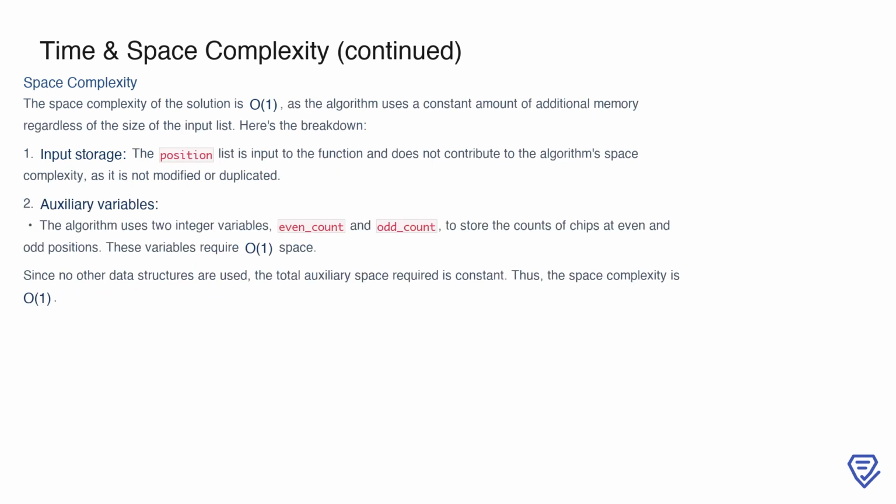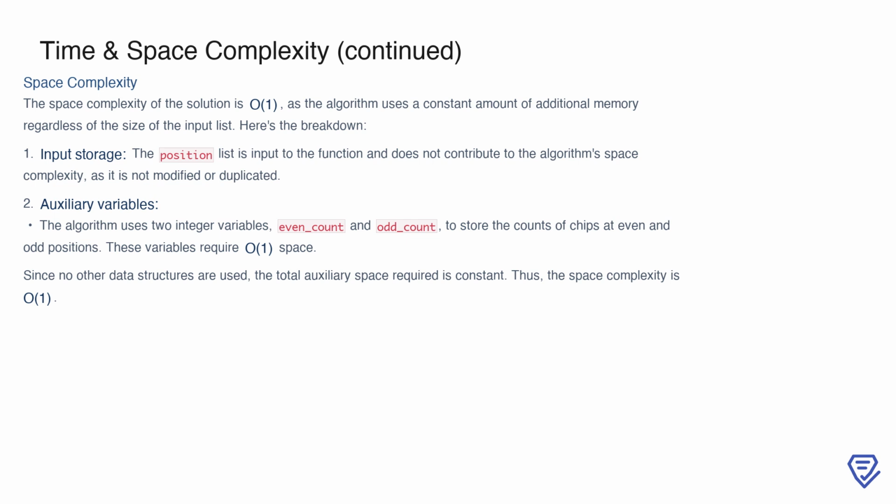The space complexity of this solution is O(1), as it uses only a constant amount of additional memory, regardless of the size of the input. Let's examine why. First, the position list itself is provided as input and is not modified or duplicated during the algorithm, so it does not contribute to the space complexity.